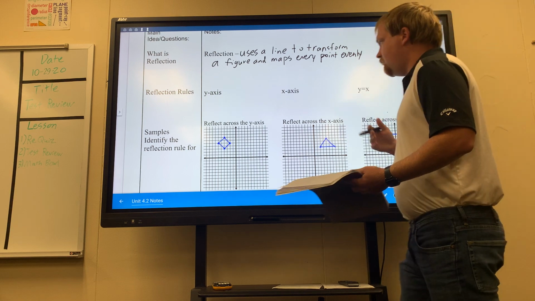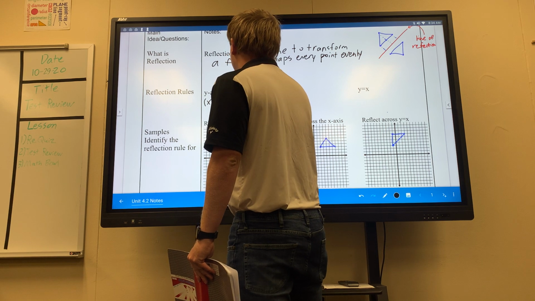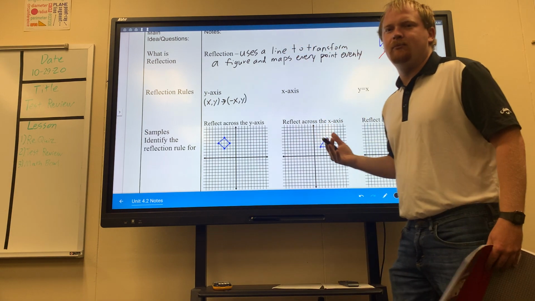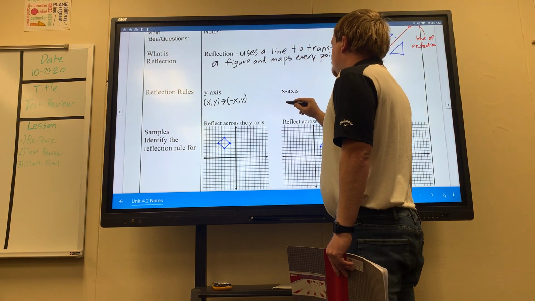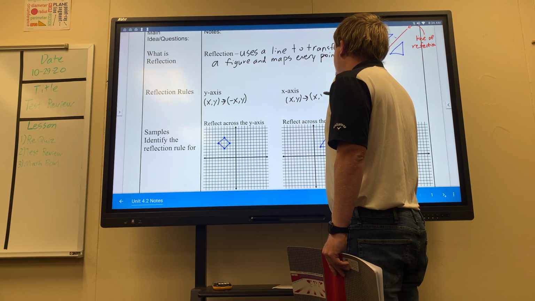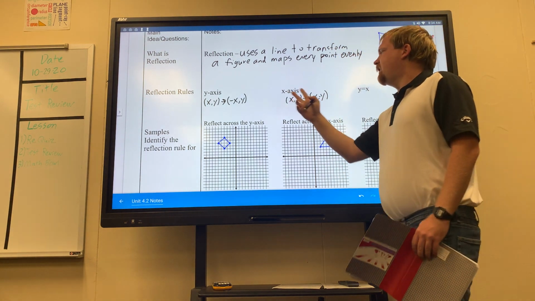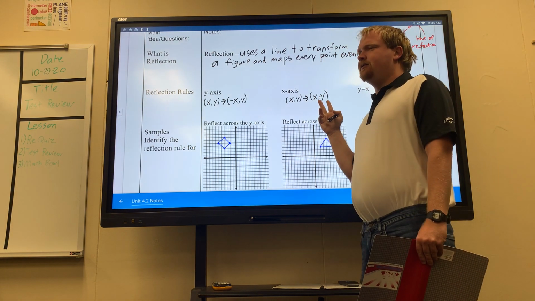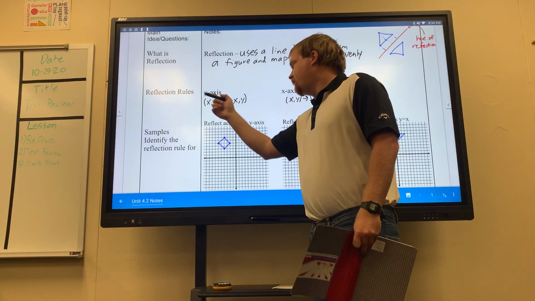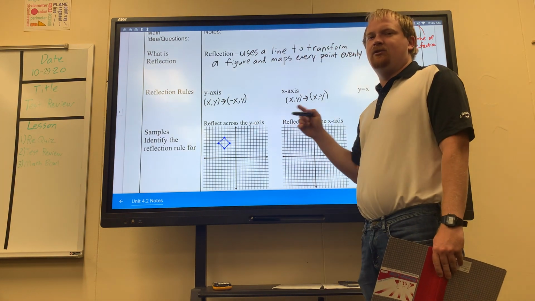So, when it comes to the y-axis, (x, y) goes to (negative x, y). It always works that way. Now, for the x-axis, (x, y) goes to (x, negative y). So really, when it comes to the x-axis, the y becomes negative, the x remains positive, because the x value isn't going to change. Just like in the y-axis, the x value is going to change to negative, but the y value isn't going to change.